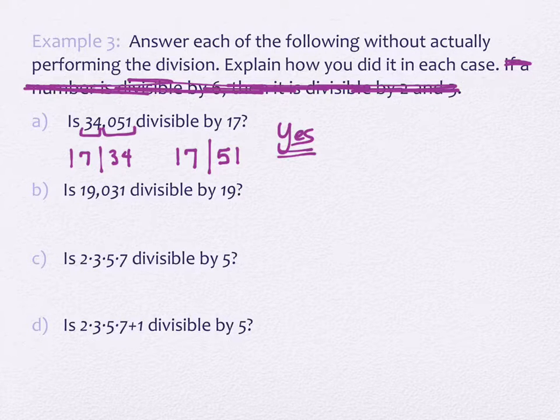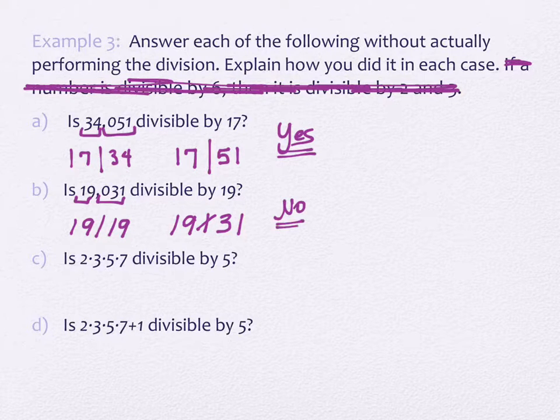Using that same logic, what can you tell me about part B? 19 divides 19, that's good enough. But then what? 19 is not divisible into 31. I think you said it backwards, Amy, but yes, the 19 does not divide 31, right? It doesn't. So this one's a no for the exact same reason.